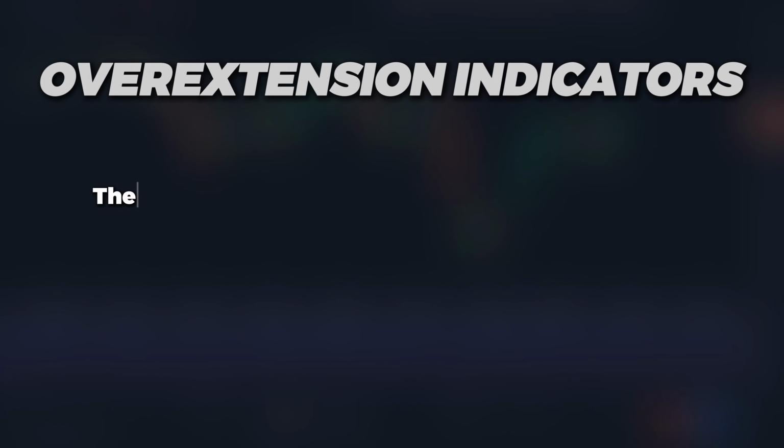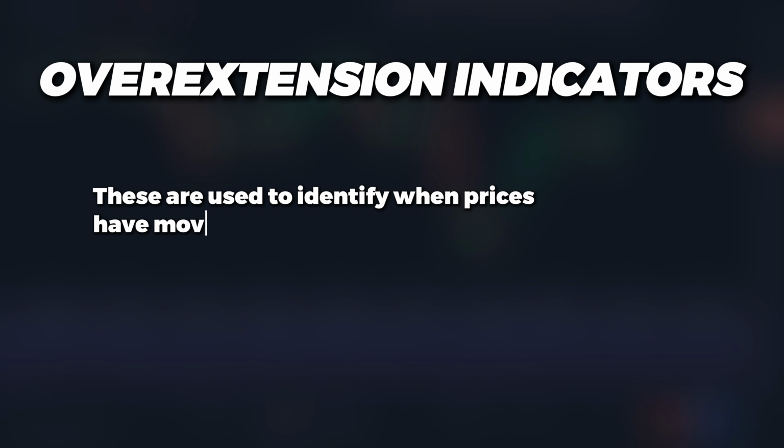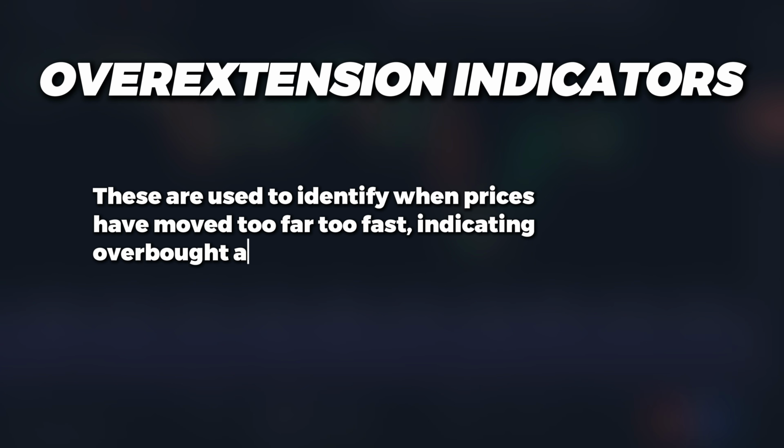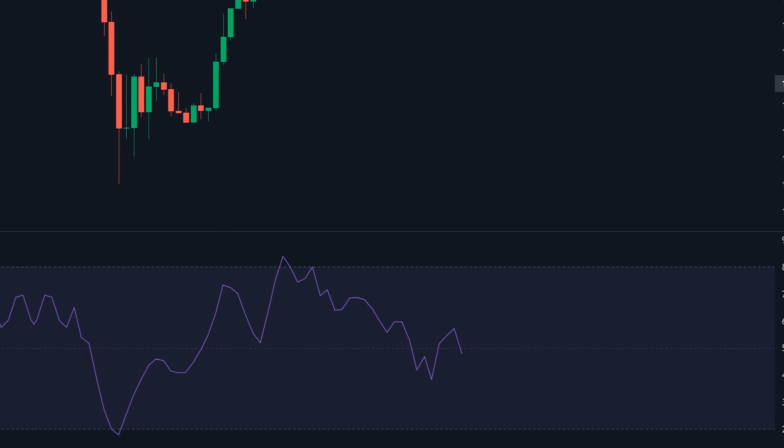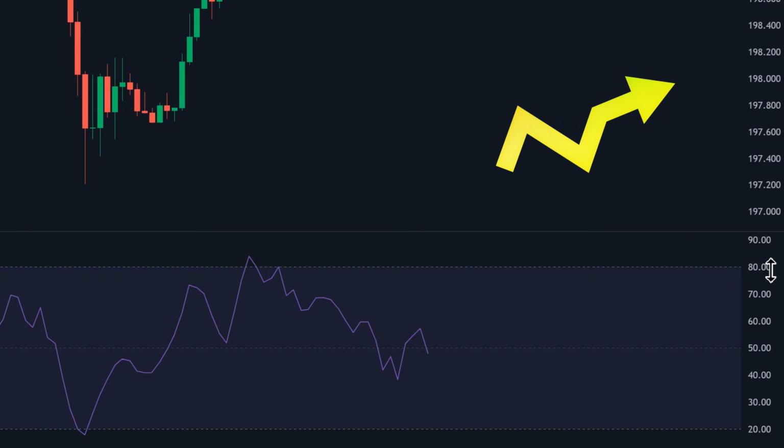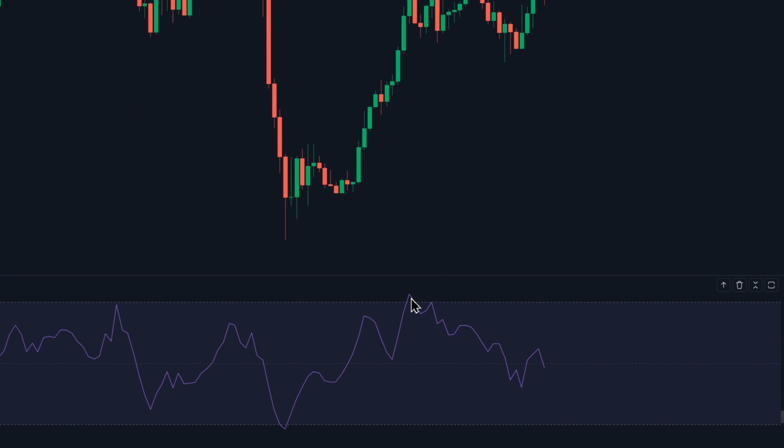Overextension indicators. These are used to identify when prices have moved too far, too fast, indicating overbought and oversold conditions. Example, the money flow index. Values above 80 indicate overbought conditions, and values below 20 indicate oversold conditions, suggesting potential reversal points.